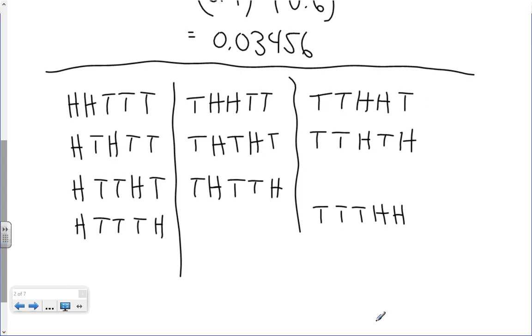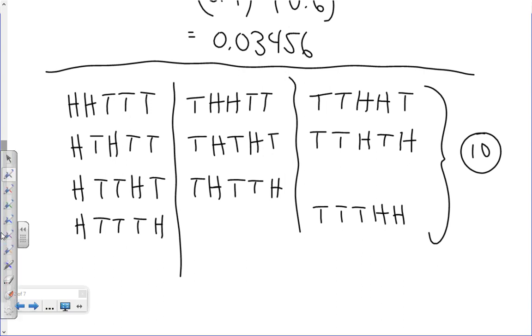All right, so how many do we have here? 4 and 3 and 3. That looks like a total of 10 different ways that this could happen. So in our formula, we only accounted for the one, what we started with. This very first combination, we've taken care of him.